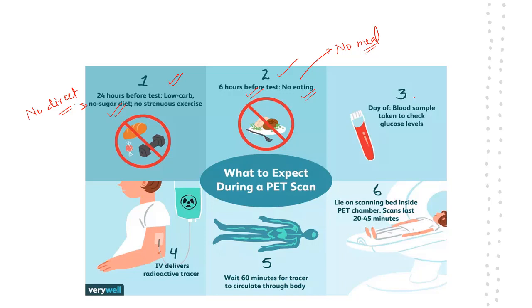On the particular day of the PET scan, a blood sample should be taken to check the glucose levels. Then comes the intravenous delivery of the radioactive tracer. Intravenous means the radioactive tracer is given directly inside the blood. The tracer takes 60 minutes to circulate through the whole body, and then we take the patient to the PET chamber where the radiations will illuminate the radioactive tracer and the scan will be done. The scan lasts for 20 to 45 minutes.